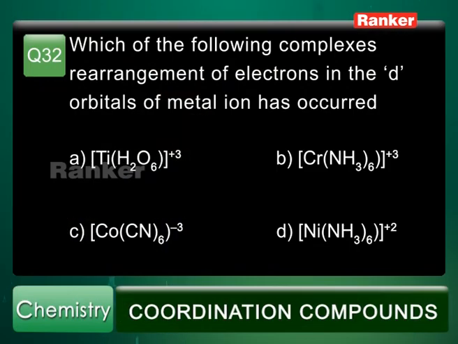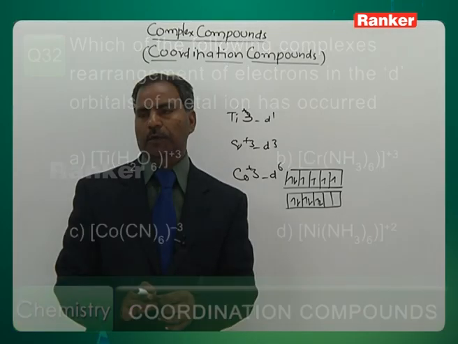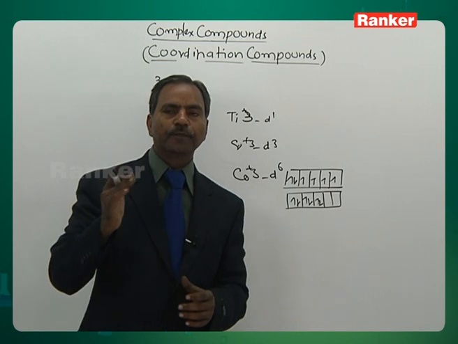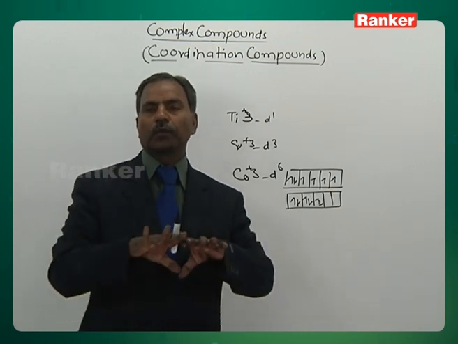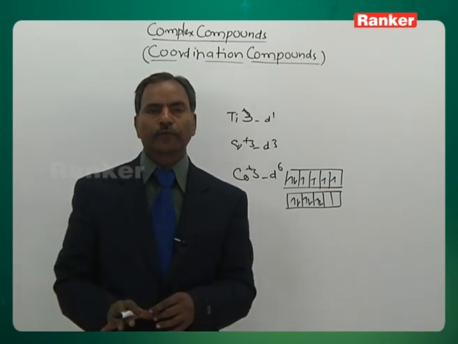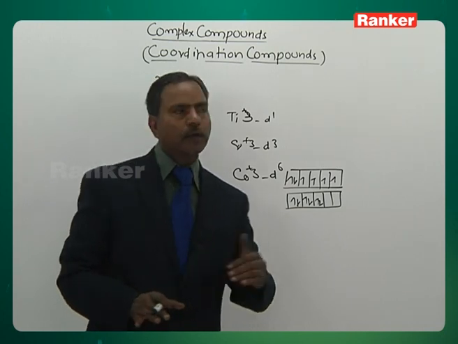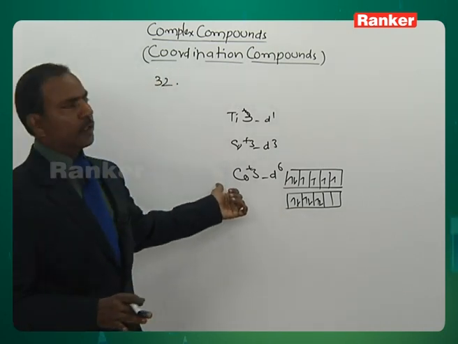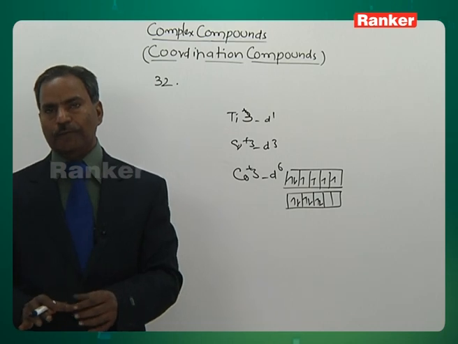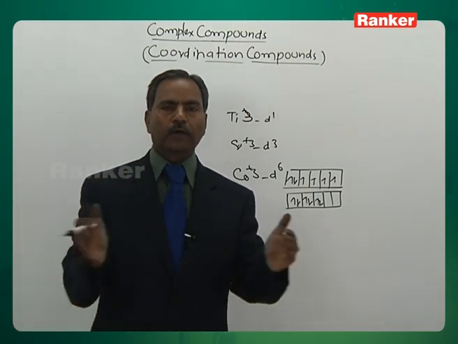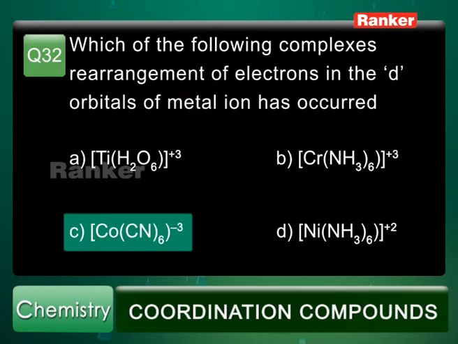Coming to D, nickel hexaammine 2+. See, nickel +2, many times we discussed, it is a d8 system; strong field or weak field, no electrons getting paired. So only option C, this particular cobalt +3 complex, d6, since cyanide is strong field, electrons are getting paired. Therefore, for 32, the answer is C.